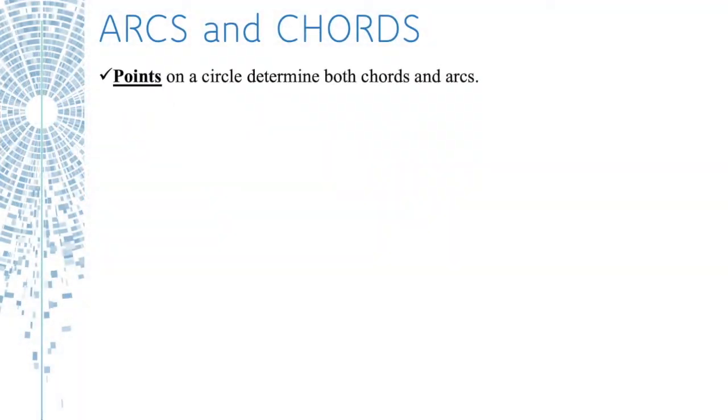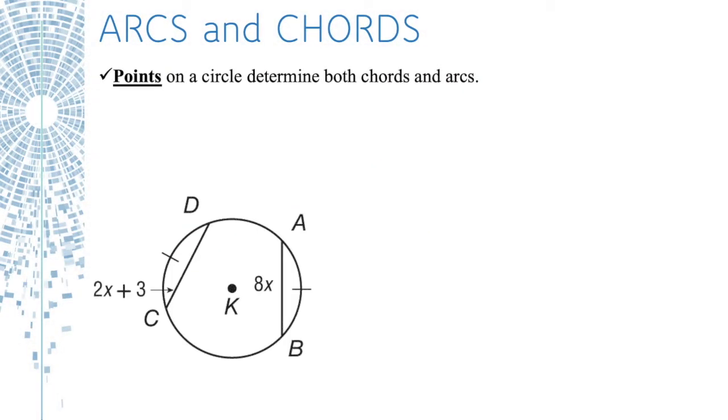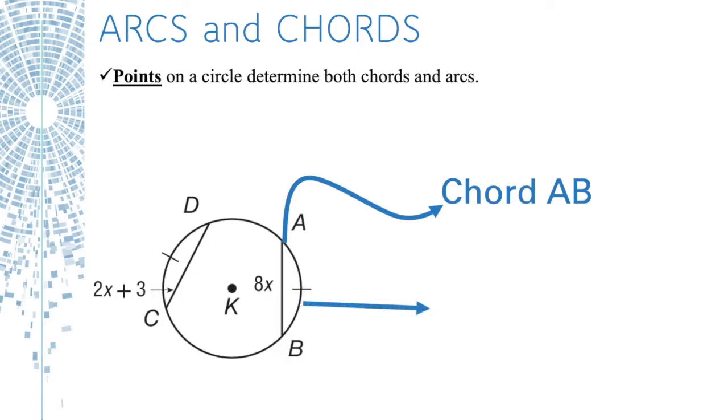Points on a circle determine both chords and arcs. So in this particular circle, this here, well, that's chord AB. And this here, that's arc AB.